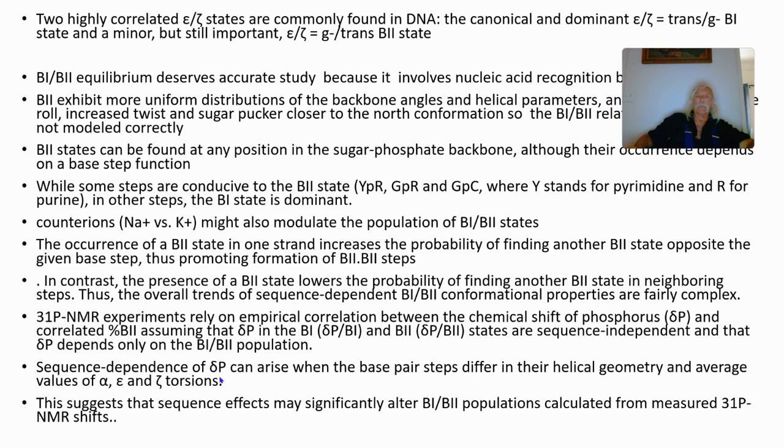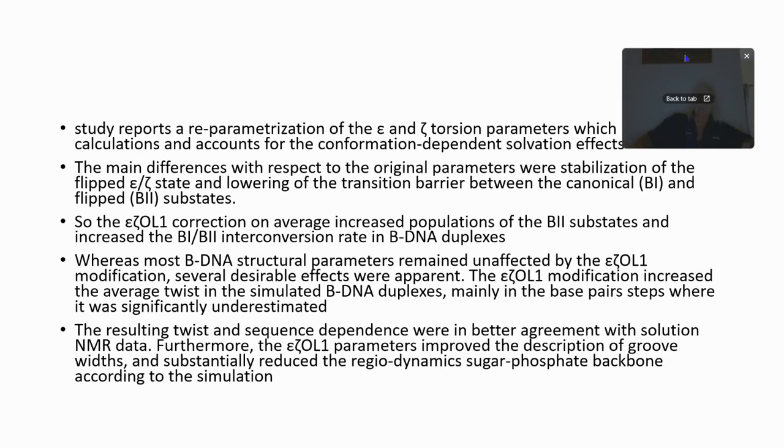Sequence dependence of that delta P can arise when base pair steps differ, however, in their helical geometry and an average value of these torsion angles, alpha, epsilon, and zeta. Okay? That bit of evidence suggests that sequence effects may significantly alter B1, B2 populations calculated from the measured P31 NMR. Okay. This has to all be part of the process of examining the data. And for that matter, designing the experiments.